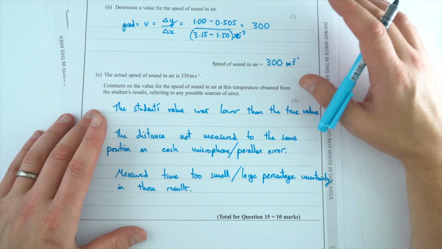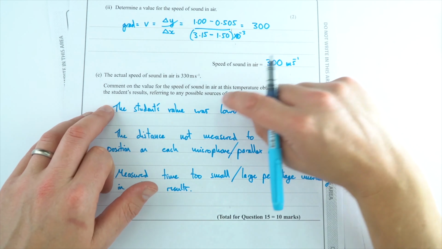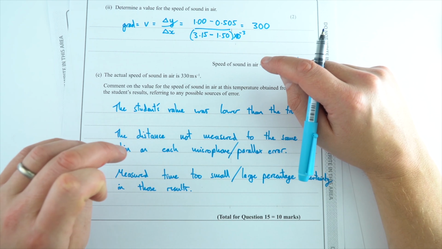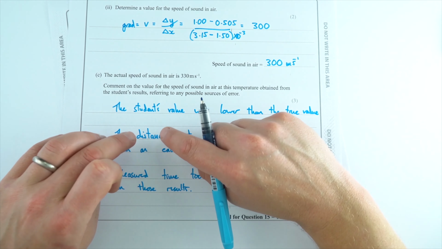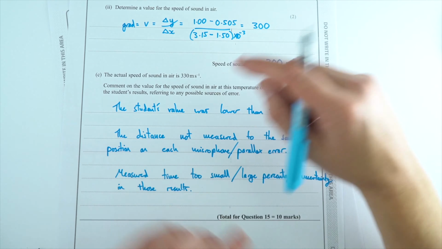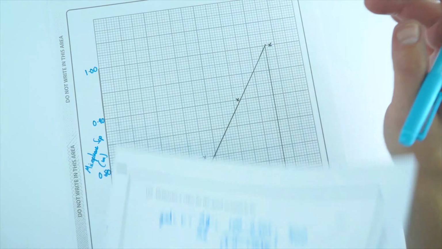So for this question here, to get the 3 marks, you want to make sure that you comment on their value and saying if it was lower or higher. You want to talk as well about measurements for the distance and how there might be mistakes in the distance, as well as errors in recording the time. So that was that question.